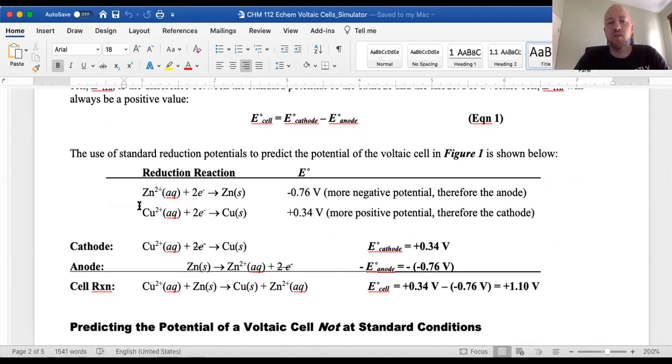You're generally given two reduction reactions, half reactions, which is how we would start things, so we measure everything apples to apples. You're going to compare the reduction potentials of these two half reactions and determine which one should be at which electrode. The one that's more positive is going to be your cathode. The one that is more negative is going to be the anode.